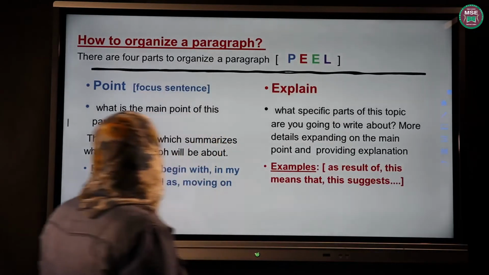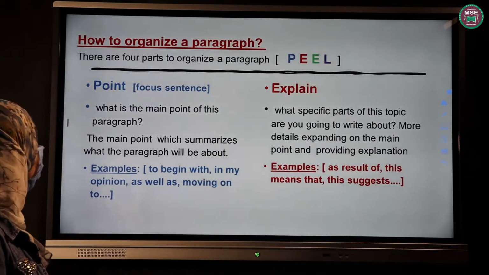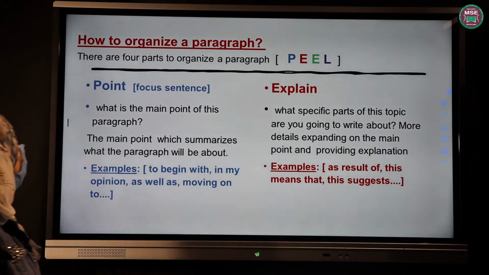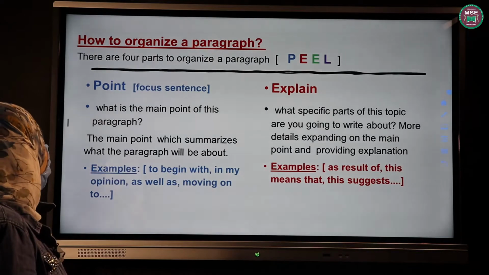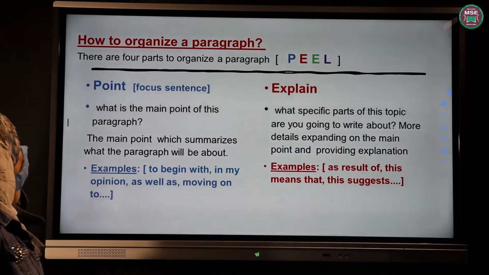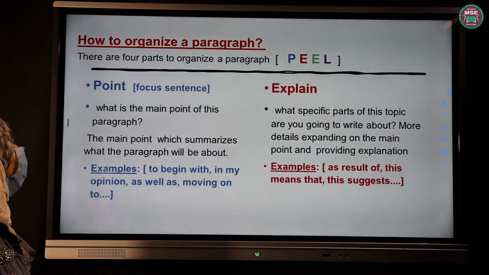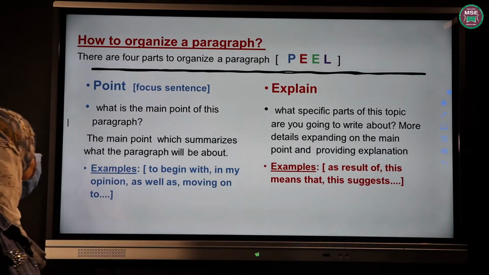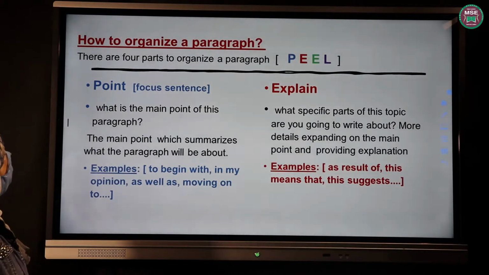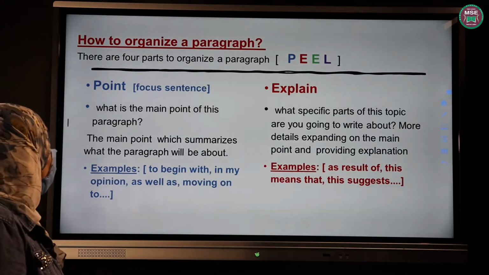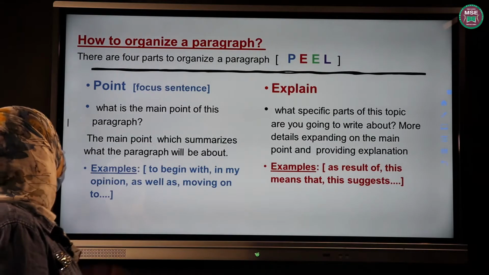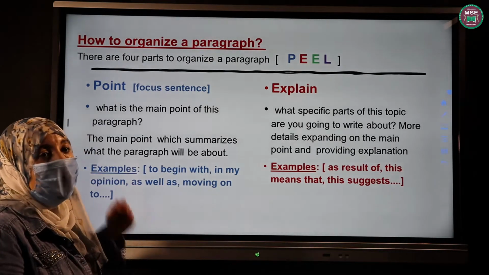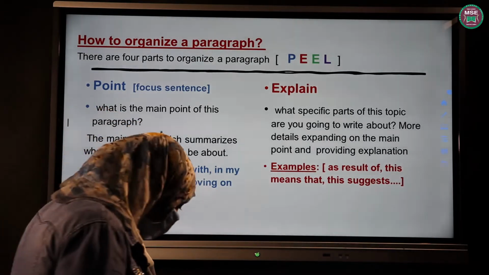Let us start with the point. Point. This is the focused sentence. What do you mean? This is the point which will tell you what the main point of your paragraph is, the main point which summarizes what the paragraph will be about. And I can use some words to help me support my paragraph, like to begin with, in my opinion, as well as, moving on to. All this will help me to support my paragraph.